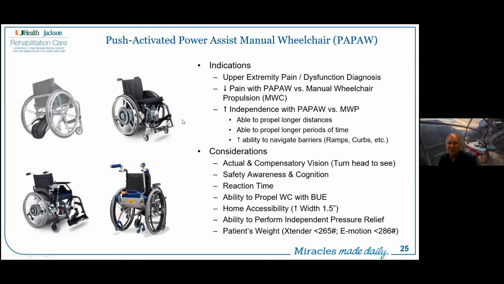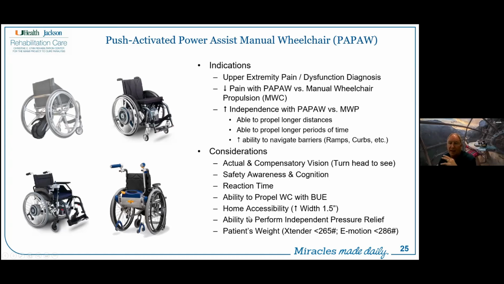And so using these push activated power assist devices, these are battery sustained, and there are several different options. Things to consider: make sure that the person has actual and compensatory vision, they can turn their head to see appropriately, safety awareness and cognition, and reaction time for faster wheelchair speeds. They should be able to propel the wheelchair with bilateral upper extremities.